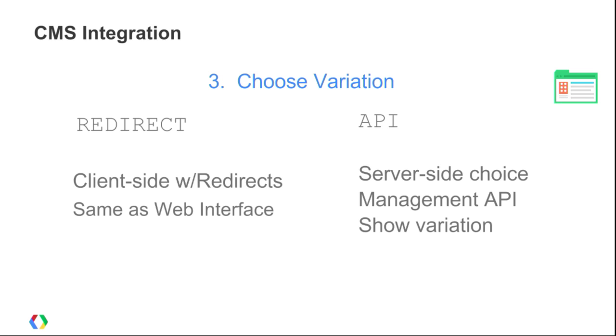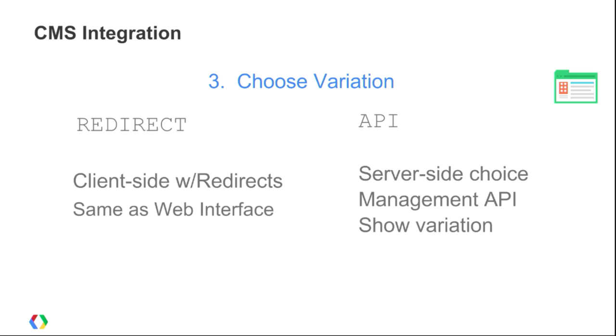So once you've decided on that, the next thing you have to do is actually choose the variation for the user when they visit the experiment page. If you're doing redirects, the CMS system can just use the redirect method, and you'd just add the snippet to the page when you render it to the user, and it would take care of the client-side redirect for you. It would basically act the same way as it would for the web interface implementation.